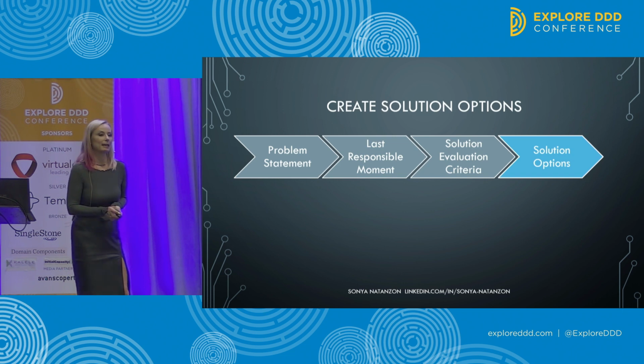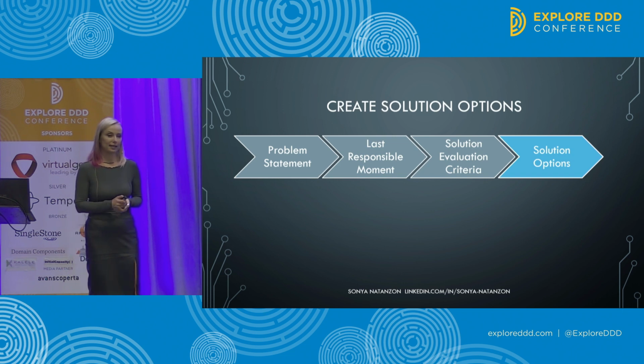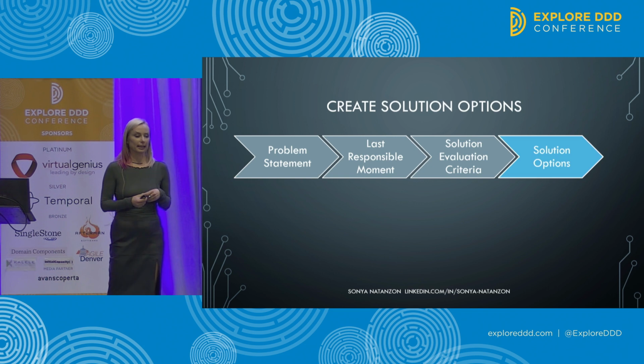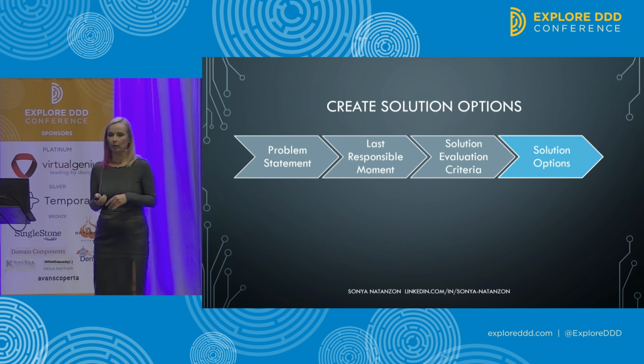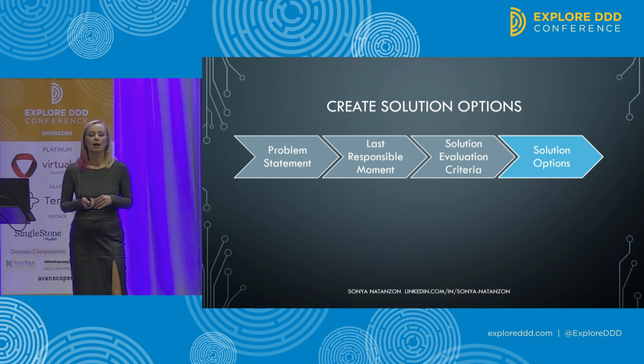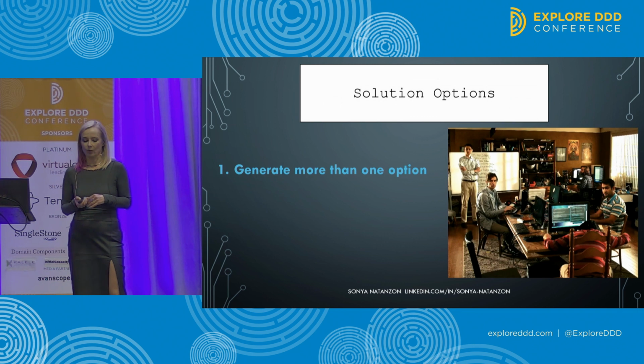And I know this seems like the most important part of this, but this is actually the one I'll spend the least time on. Why? You're all engineers, architects, you know your domains best, you're eminently qualified to come up with the right solutions. A couple of things to remember as you do so. First, generate more than one option.